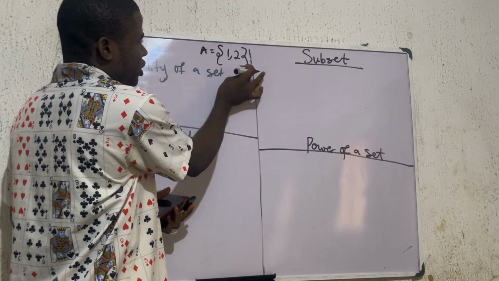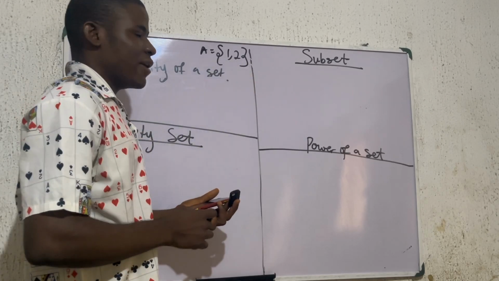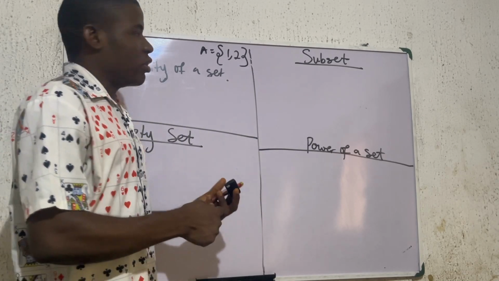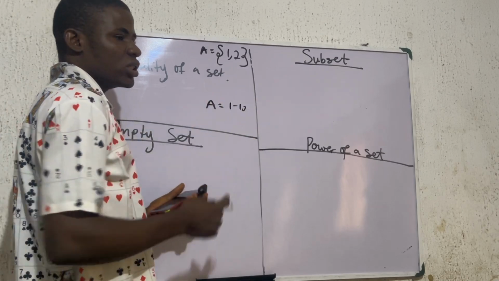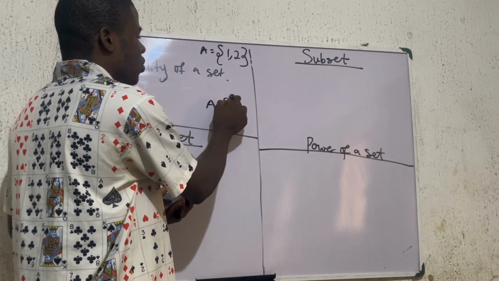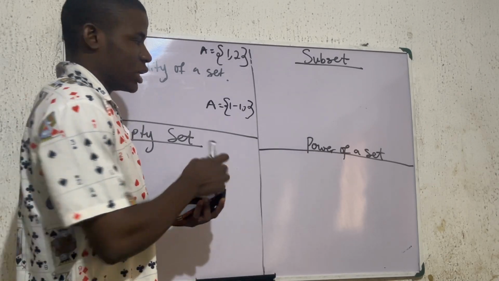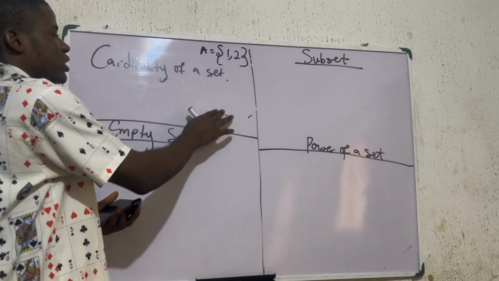Now, can you see something? These two things are called curly brackets. For something to be a set, this curly bracket must exist. For instance, if I have something like A equals 1 to 10, this is still not a set. There must be the presence of curly brackets for it to be a set. I hope you understand. So let's leave the definition of set, then let's go to cardinality of a set.